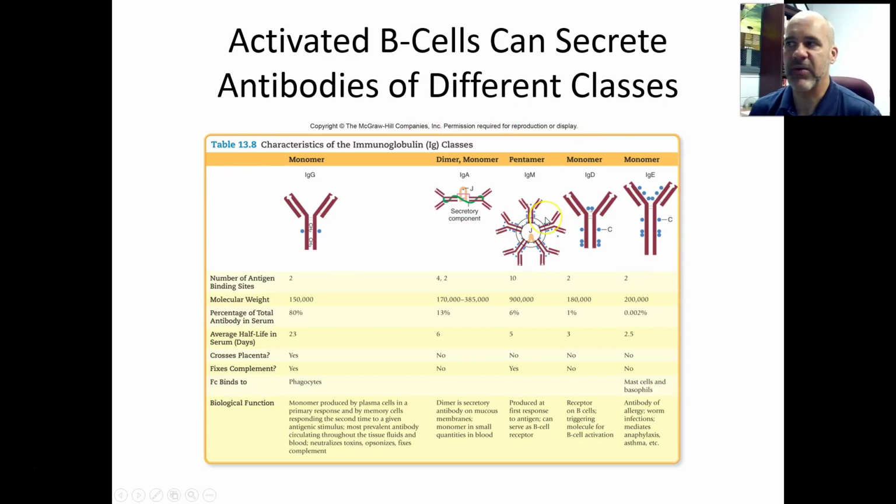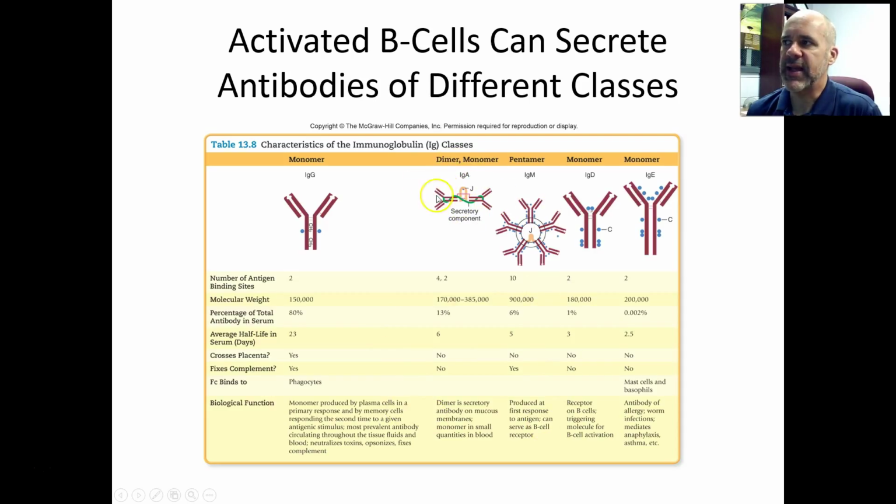So these IgM ones are actually made first, which kind of makes sense if you think about it, because early in an infection is when you're going to have the most copies of a microorganism. So if these guys are really, really good at agglutination, early in an infection, it's good. You want to kind of mop up and agglutinate as many of those microorganisms as you can.